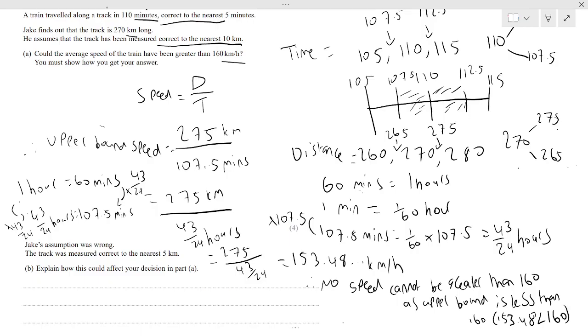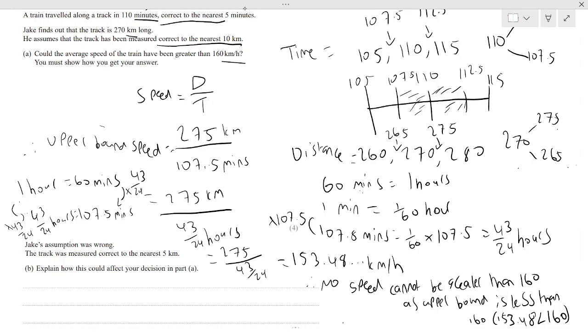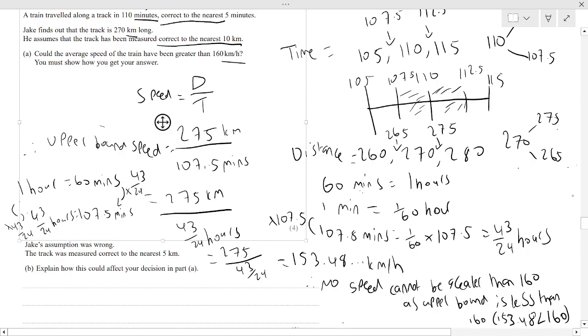Cool. So hopefully that made sense. That's the whole idea of bounds, right? You convert the bounds of everything you're given. So if it says correct to the nearest something, you do the bounds, the upper and the lower bound. Then you work out which one you want to take. Like with the fraction stuff, if you want to make a fraction bigger, you make the top number bigger, so the upper bound for the distance, and you want to make the bottom number smaller, so the time will be your lower bound. Hopefully that's clear. Okay, but yeah, let's move on to the next part.